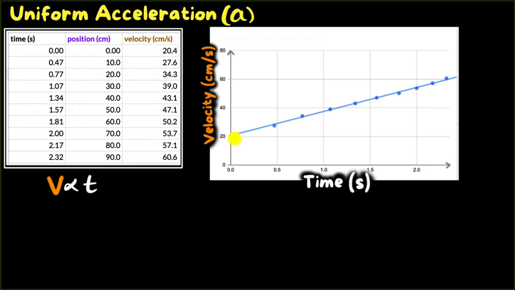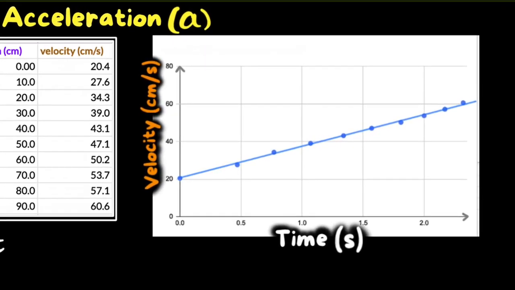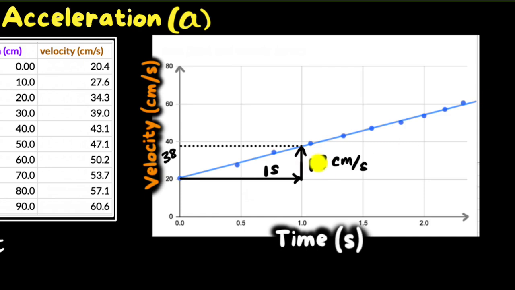So consider time changing from 0 to 1. All right, so here it is, time changing from 0 to 1 second. Let's see how much the velocity changes. The velocity starts with 20. You can see over here, that's the initial velocity, 20.4, roughly 20, okay? And from here, it changes to, let's see how much it changes to. It changes to 38. So the change in the velocity over here is 18 centimeters per second. So when the time changes by 1 second, velocity changes by 18 centimeters per second.